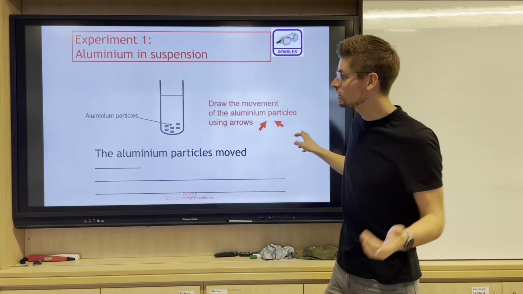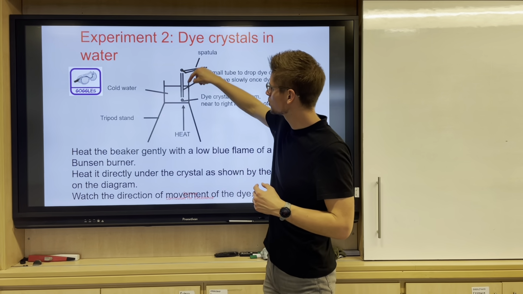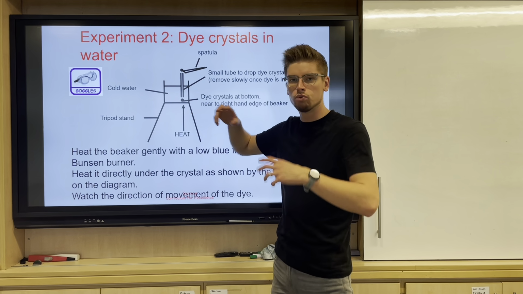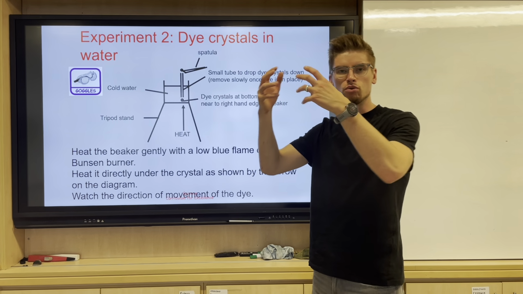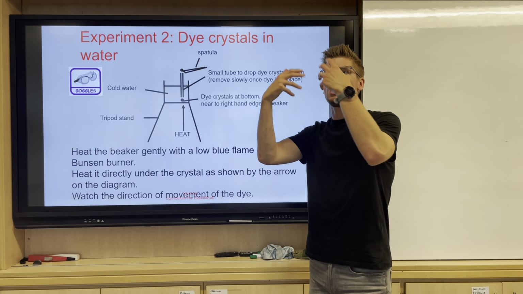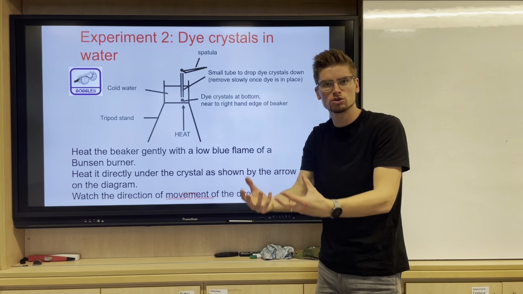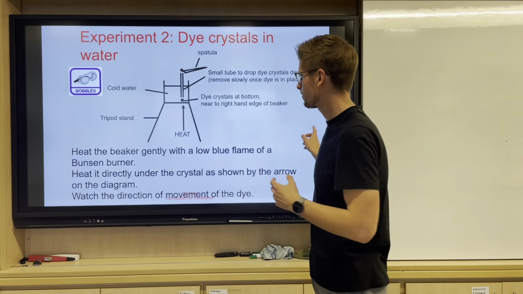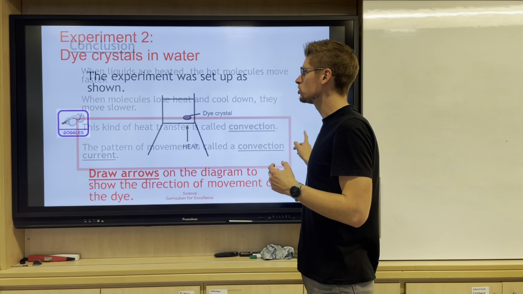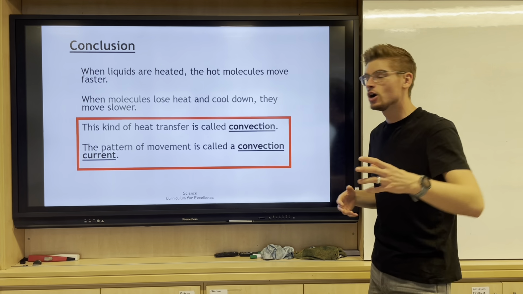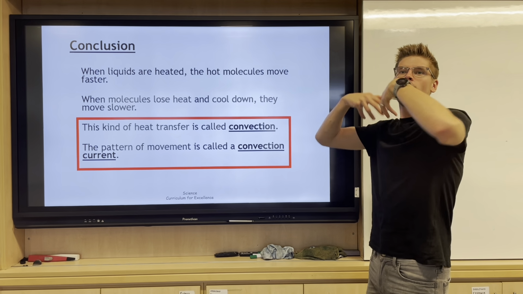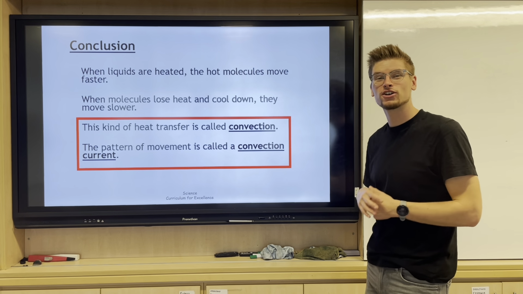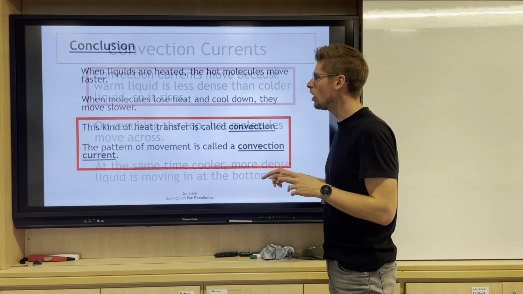We then did a second experiment with dye crystals, where we dropped dye crystals into the test tube, and we saw that when we were heating the beaker, the water was starting to move. The water was going up, and then the water was going down, and so over time it changed color because the dye crystals were moving around the liquid. Now, what could we say in conclusion to all of that? Well, what we said was that this heat transfer, the water going up and then down, was convection. And that movement is called a convection current. Okay? Now, what actually is a convection current?